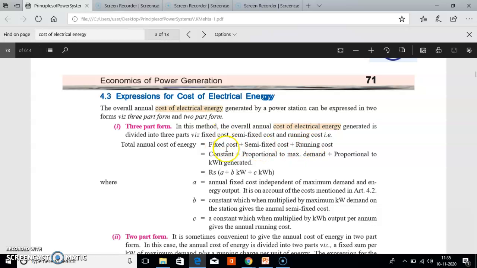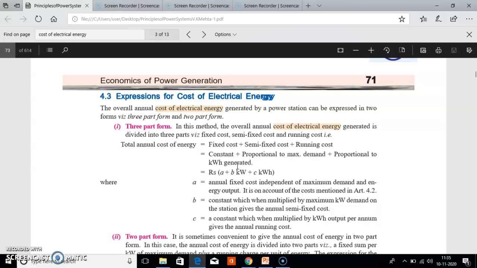Fixed cost is constant, so you write down a constant, plus semi-fixed cost. Semi-fixed cost depends only on maximum demand, so it is proportional to maximum demand. And what is running cost? Running cost is proportional to energy generated, or kilowatt hour generated.